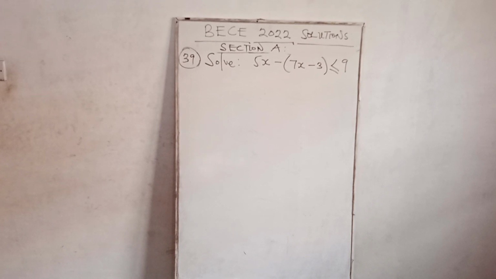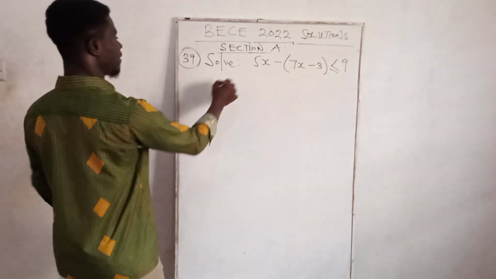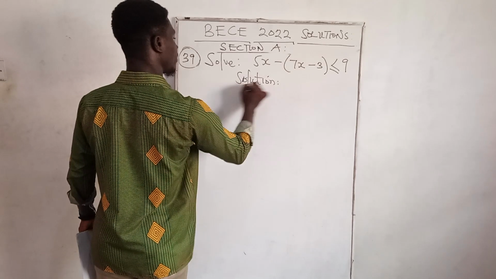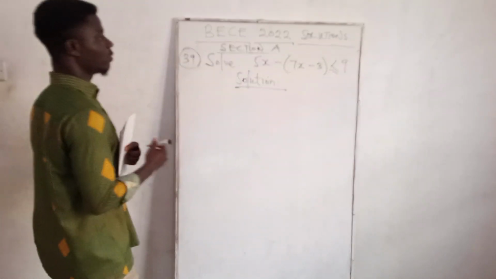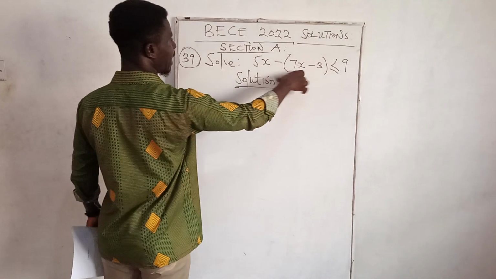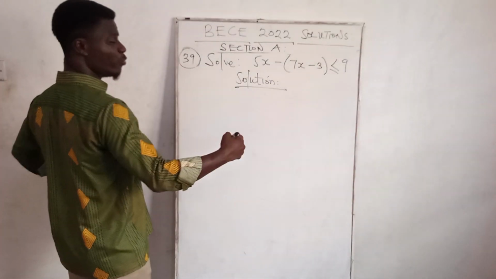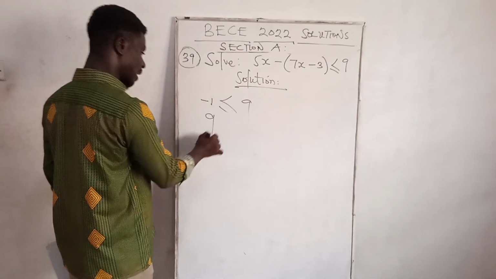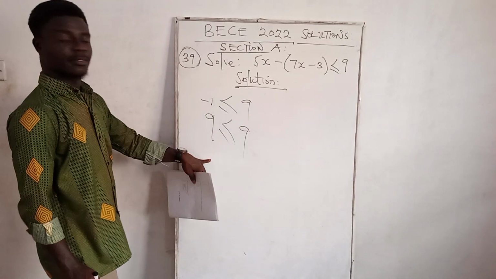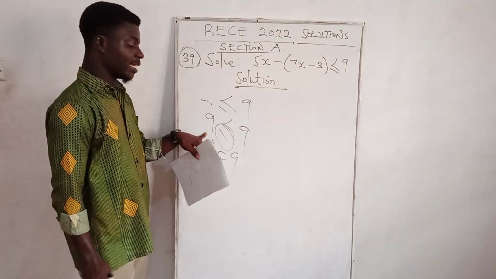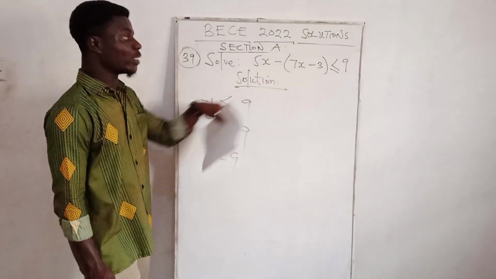So question 39. Solve 5x minus 7, x minus 3, less than or equal to 9. So how best can we solve that? The left hand side must be less than or equal to 9, which means that we have a range. You can get negative 1, which must be less than or equal to 9, or you can get 9, which must be less than or equal to 9. 9 is equal to 9 because of this guy. So you can get the left hand side being equal to 9.